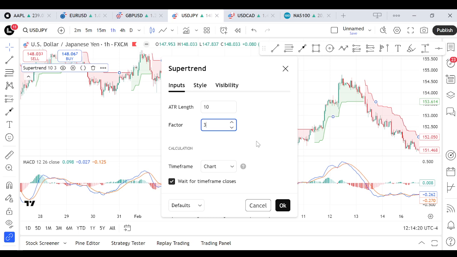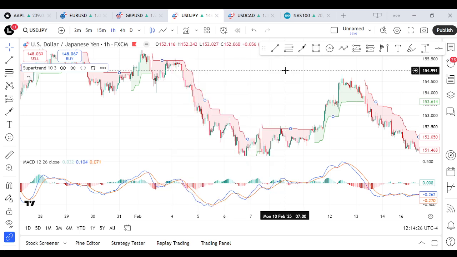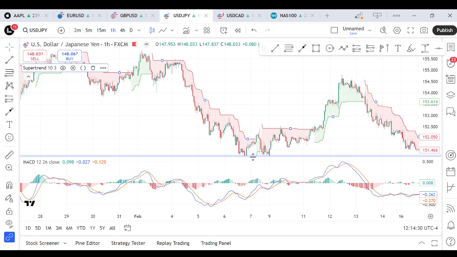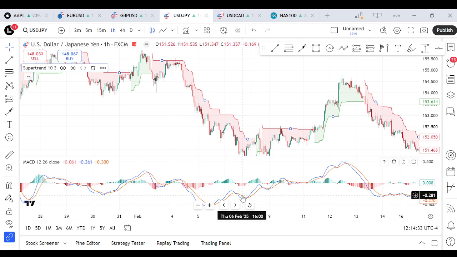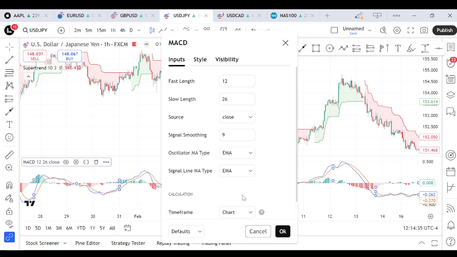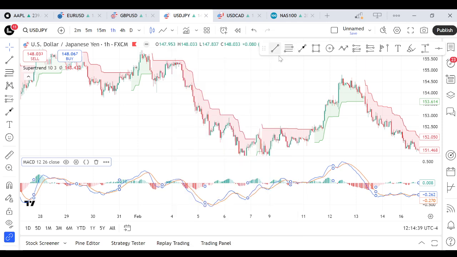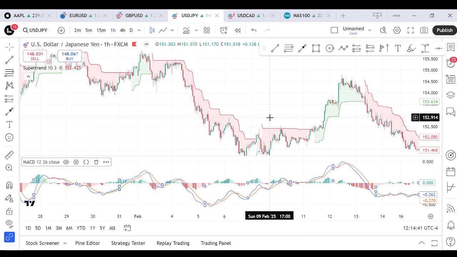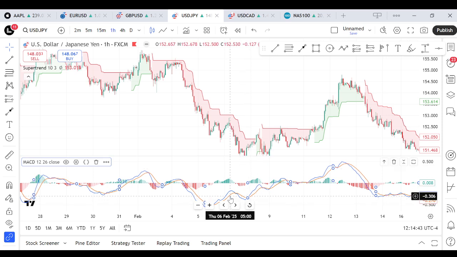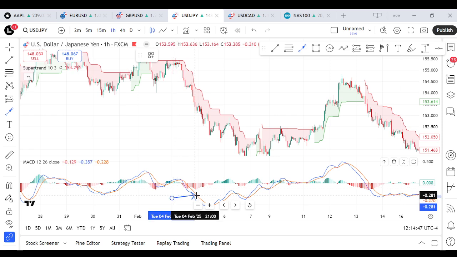Now let's explore the MACD component of our strategy. The MACD is a momentum indicator. Actually, it's a momentum oscillator that calculates the difference between two moving averages. This is our MACD. It consists of the MACD line, typically the difference between 12 period and 26 period EMAs, and the signal line, which is the orange line. The MACD line is the blue line, and the signal line is the orange line.